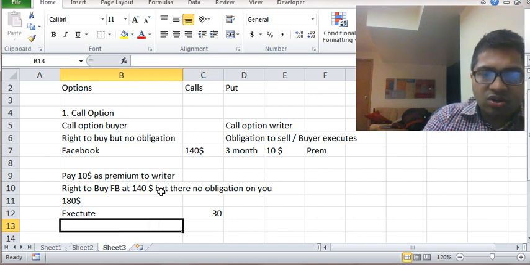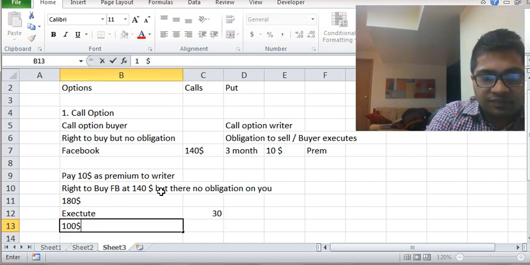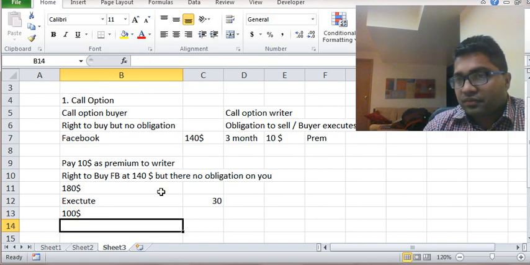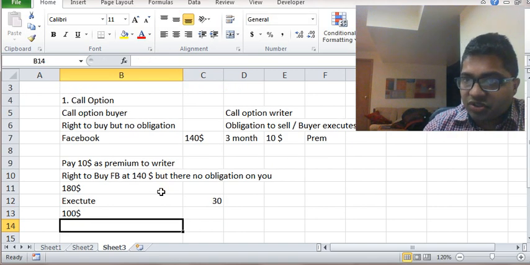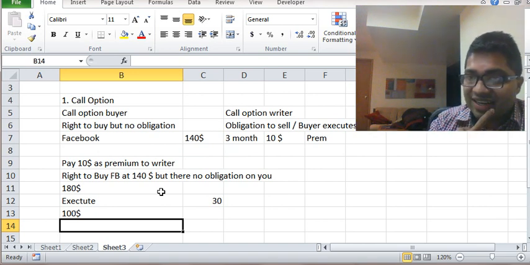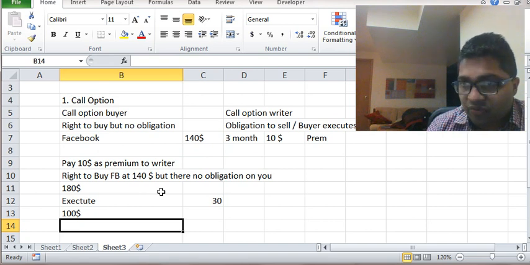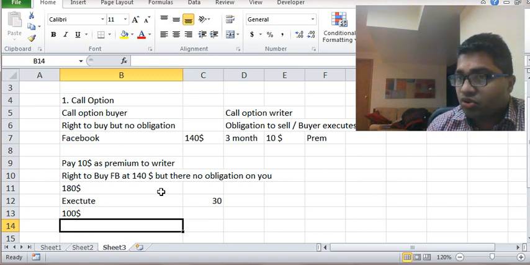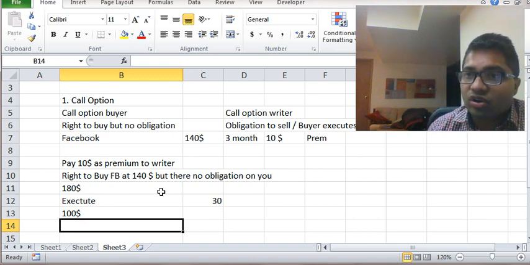Now, if stock falls to $100, what would happen? If it was future, you would suffer a loss because you had an obligation to buy at $140 when the stock was trading at $100. But this is not future, this is option. Do you have any obligation? There is no obligation. So you decide not to execute this contract. So what is your loss? Your loss is $10 that you paid.